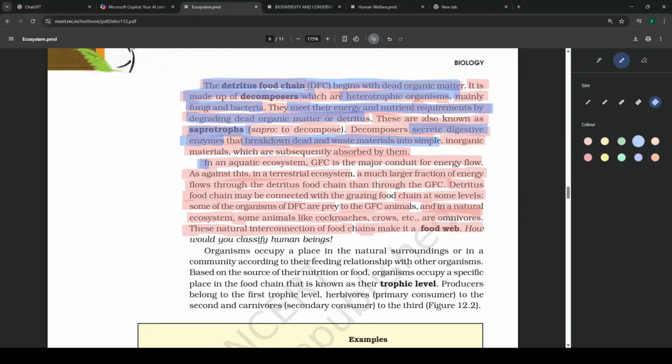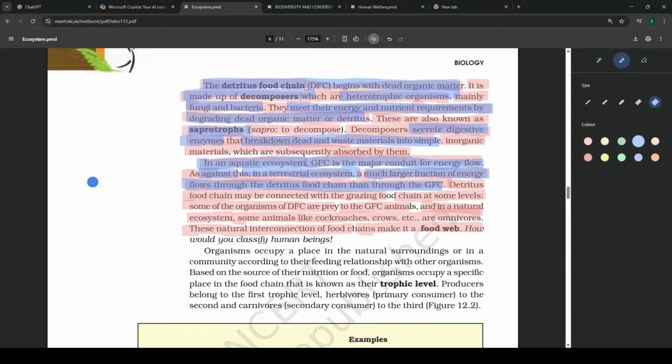Okay, this is very important information here. In an aquatic ecosystem, GFC, that is the grazing food chain, is the major conduit of energy flow. But in a terrestrial ecosystem, a much larger fraction of energy flows through the detritus food chain than through the grazing food chain. In an aquatic ecosystem, the grazing food chain has more energy flow than the detritus food chain. But in a terrestrial ecosystem, the detritus food chain has higher energy flow than the grazing food chain.